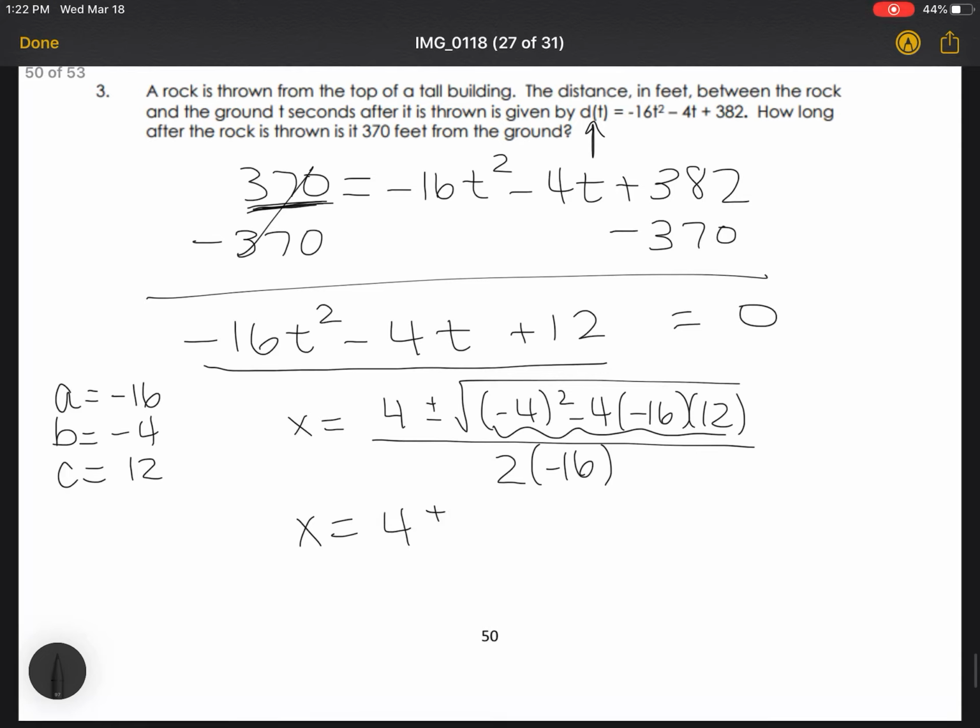Evaluate everything under the square root symbol. So 4 plus or minus, that evaluates to be 784. And then in the denominator, we get negative 32. 784 actually is a perfect square. If you take the square root of it, it is 28. So this is going to be 4 plus or minus 28 divided by negative 32.